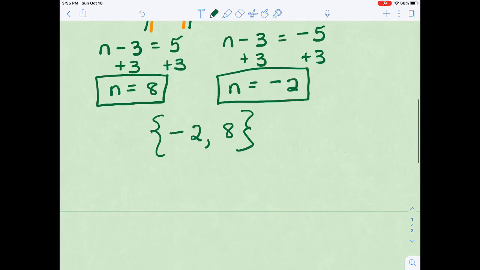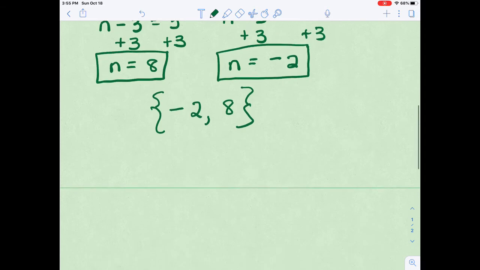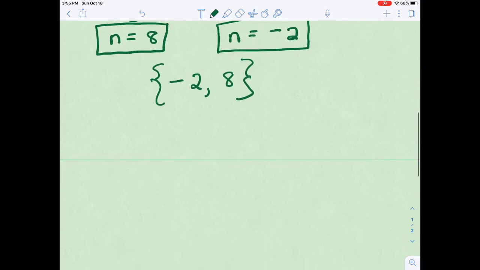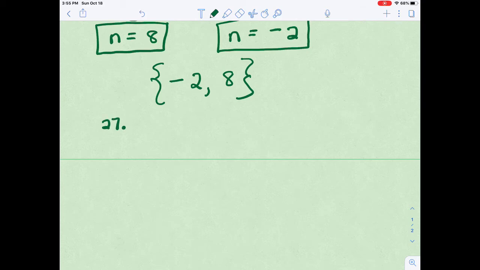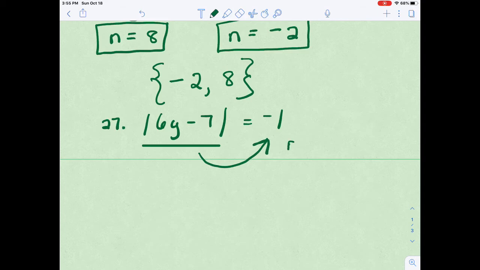Okay, let me solve one more of those. I'll solve one that's not going to work out nicely. Number 27 says the absolute value of 6y minus 7 equals -1. Well, I'm already confused because absolute value never gives us a negative.